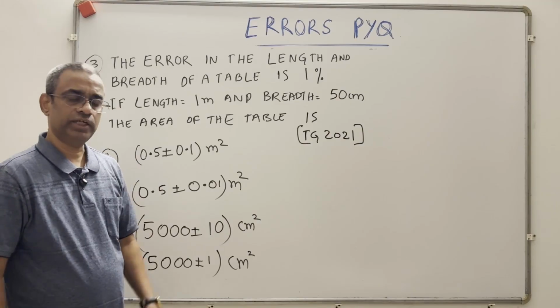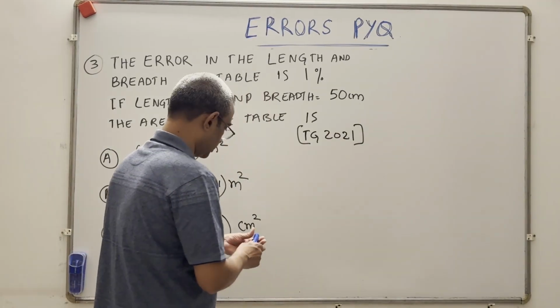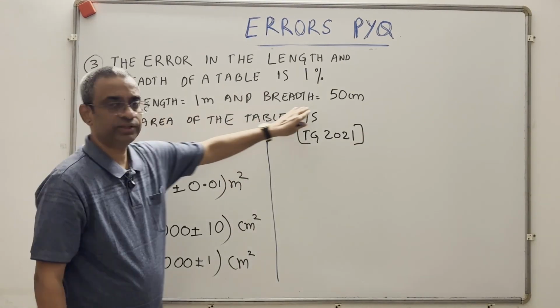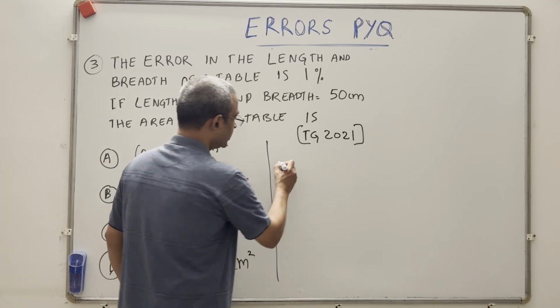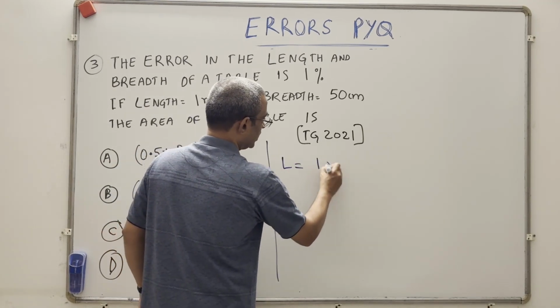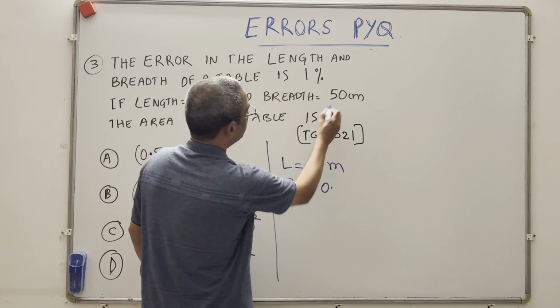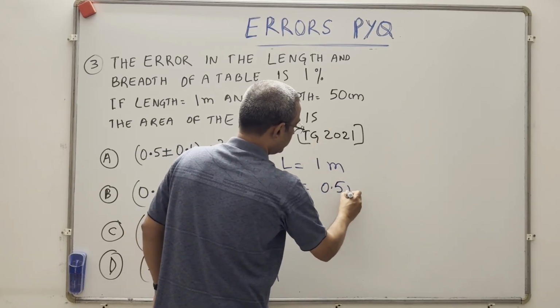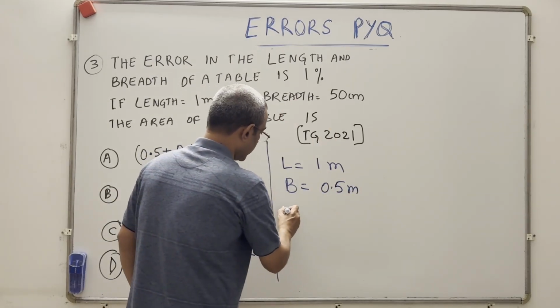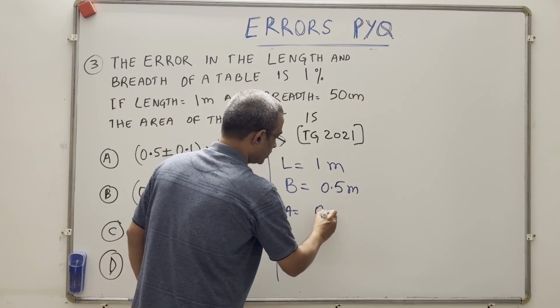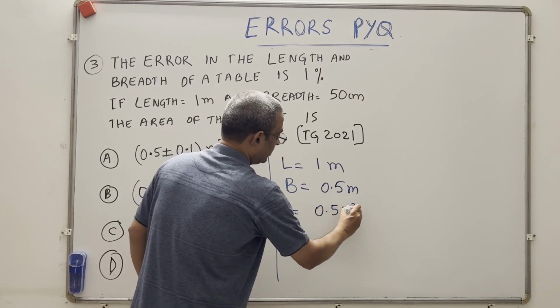Pause the video and try it on your own. So let us see this. Length is 1 meter and breadth is 50 centimeters. So let us get them into the same units. Length is equal to 1 meter and breadth is equal to 50 centimeters or 0.5 meter. And what is the area? Area is length into breadth, that is 0.5 meter square.